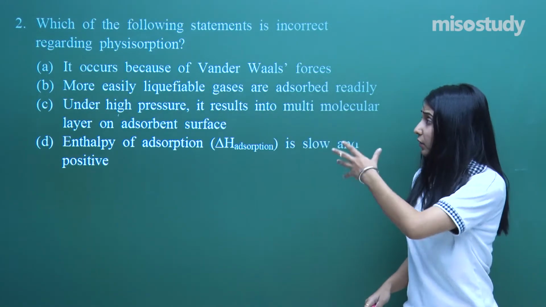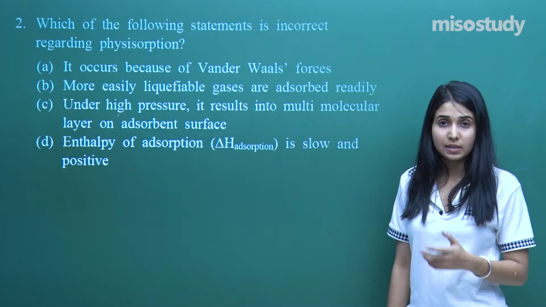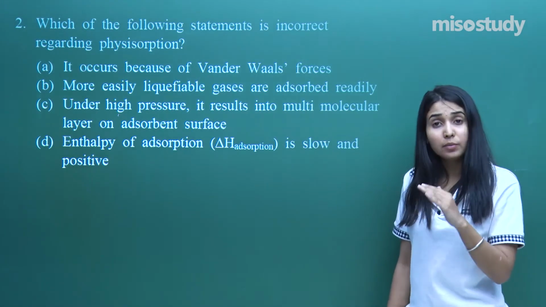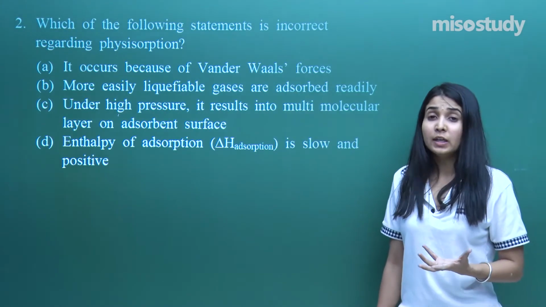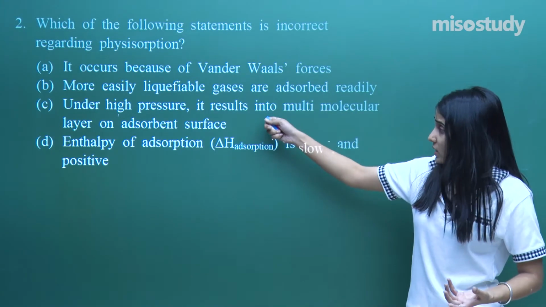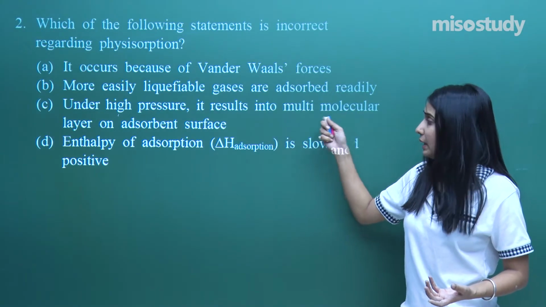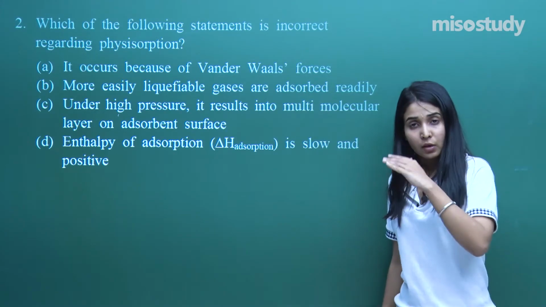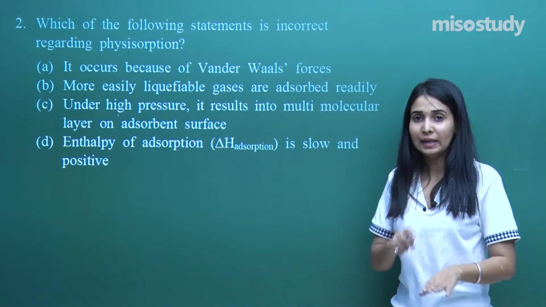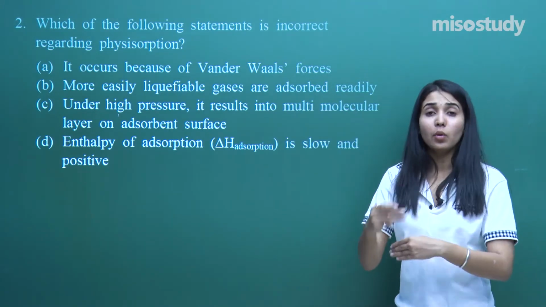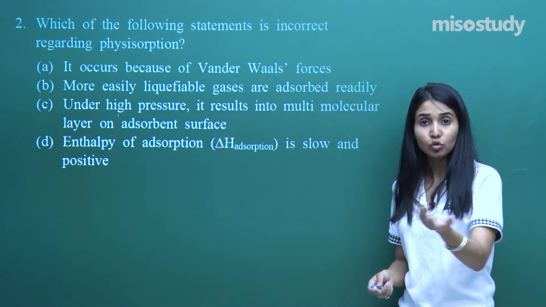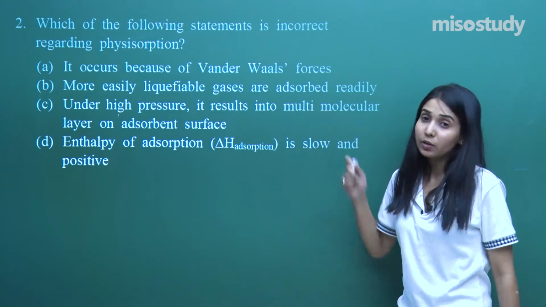Then it says the easily liquefiable gases, the gases which can be turned into the liquid state very easily, can be adsorbed very easily because we do not need a bond, we just need an interaction. So of course this would be correct as well. Now it says under high pressure, it results in a multimolecular layer. That is totally correct. First of all, when the pressure range is low, it starts with the formation of one layer, right? Then as I move forward, multilayer formation occurs in my physical adsorption. So even that would be correct.